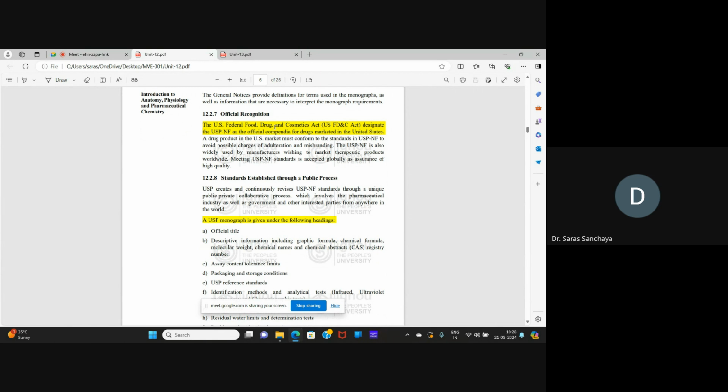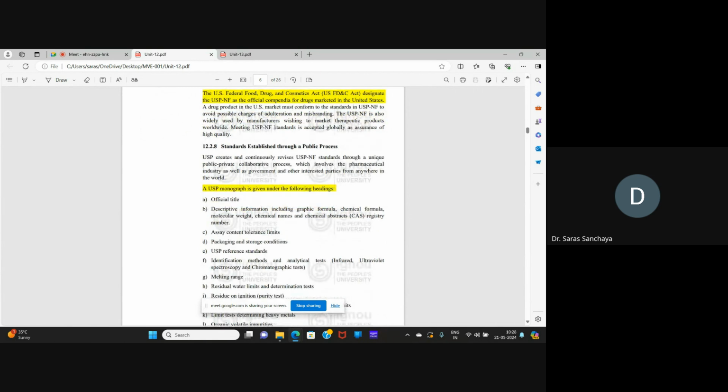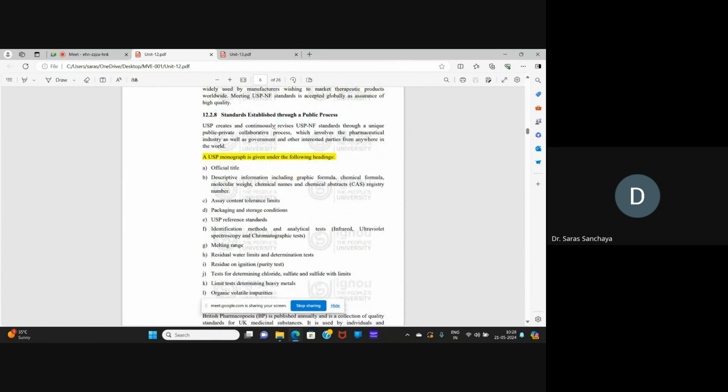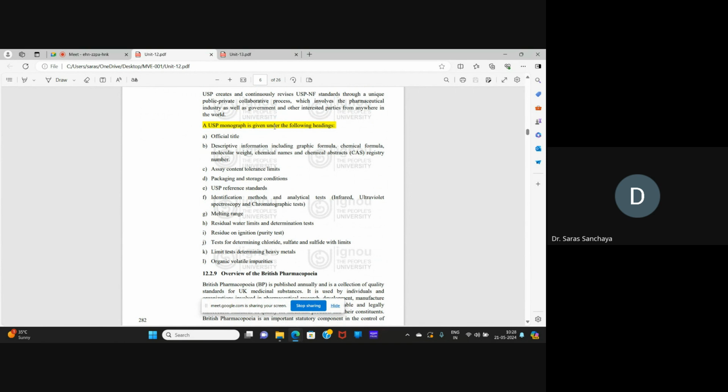A USP monograph is given under the following headings: official title, descriptive information including graphic formula, molecular weight, chemical names, and chemical abstracts. Then assay content, tolerance limits, packaging and storage conditions, USP reference standards, identification methods and analytical tests, melting range, residual water limits and determination tests, residue on ignition, that is the purity test, tests for determining chloride, sulfate and sulfide with limits, limit tests determining heavy metals and organic volatile impurities. So these are the monographs listed in the USP.